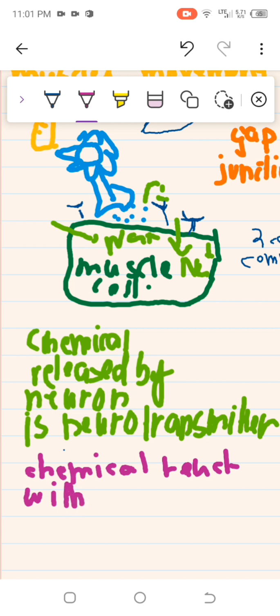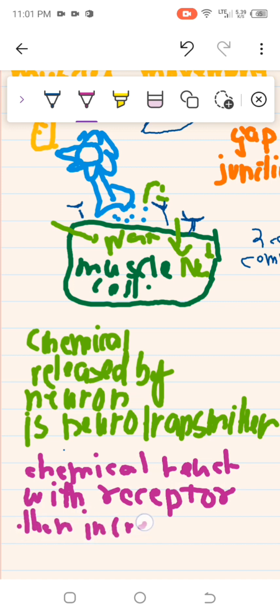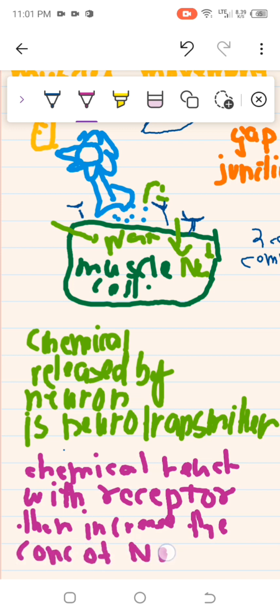Chemical reacts with receptors, then increases the concentration of Na inside the muscle cell. Fine. So is this clear to you guys?